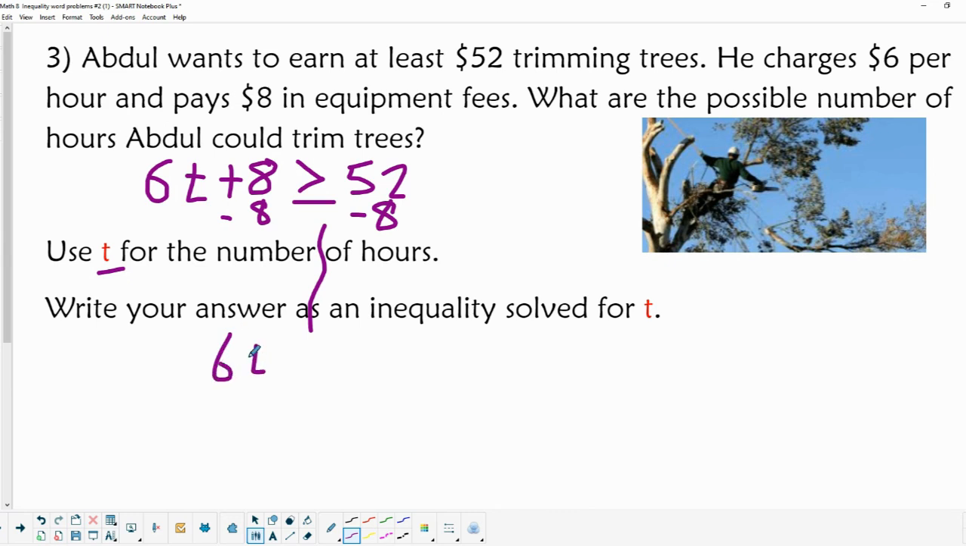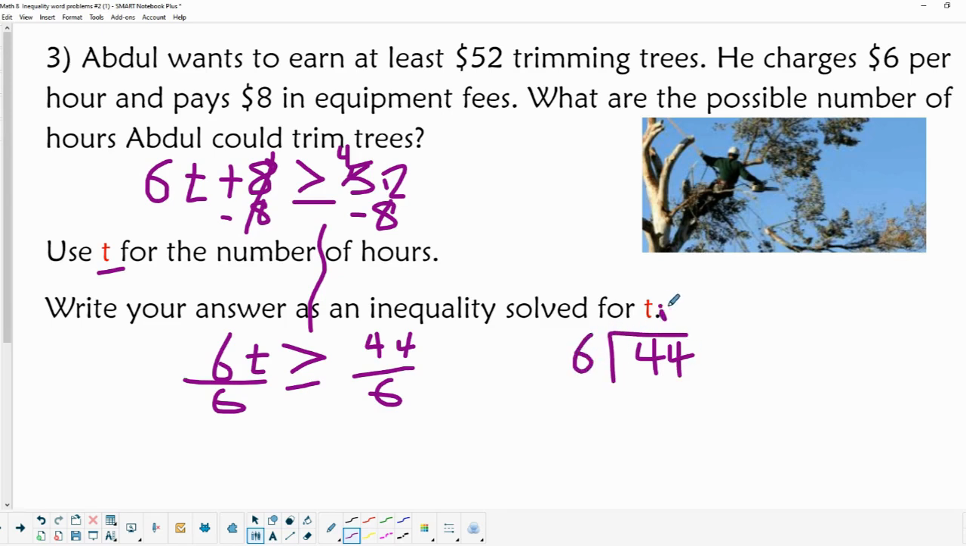So 6t is greater than or equal to 52 minus 8. So 52 minus 8, 12 minus 8 is 4, and then just bring down that 4. So 44 hours. So let's divide both sides by 6 then. And we know that that's going to give us, we'll come over here and do a little longhand division.